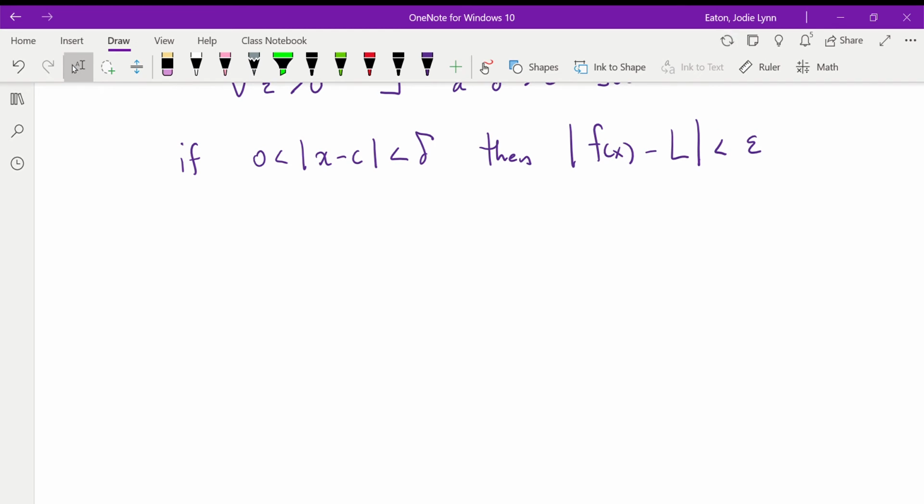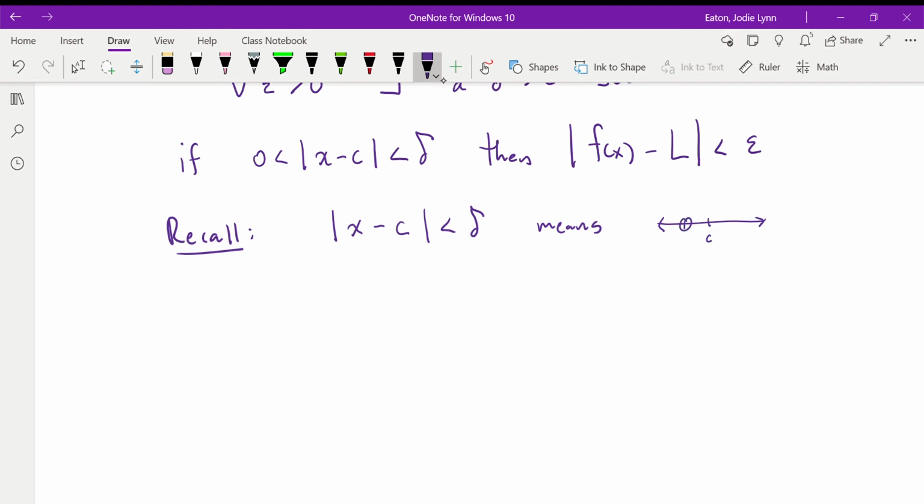One thing we may want to recall as we unpack this graphically is if, say, we have the absolute value of x minus c is less than delta, what this means is that if we're on a number line and we have c, we are between c minus delta and c plus delta. Have a look back at that section in your very first unit if you must. And so if it's between 0 and delta, it means we don't include c.